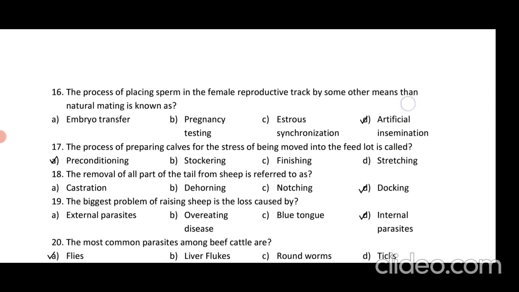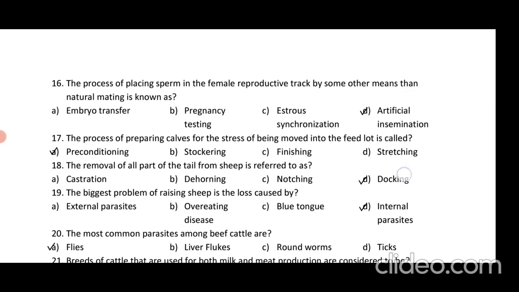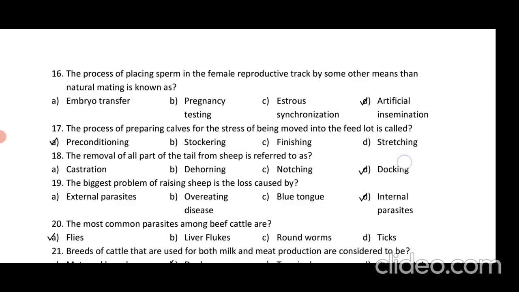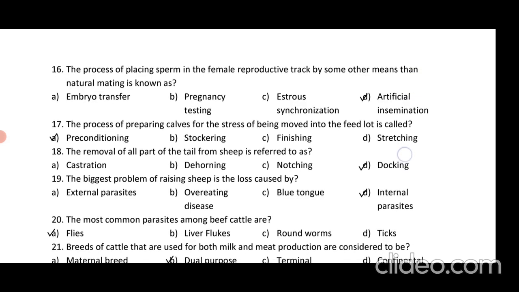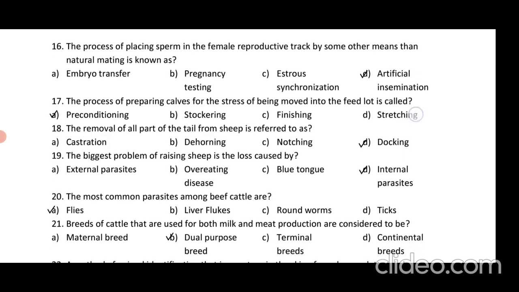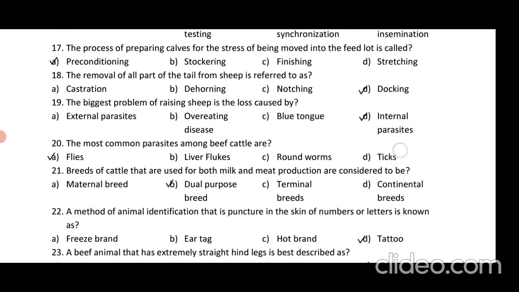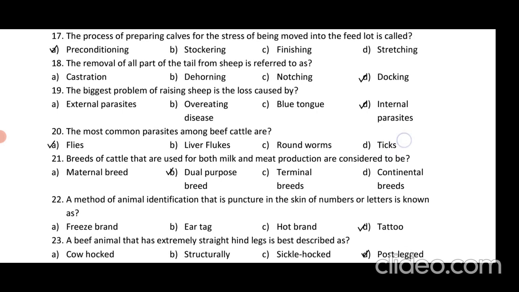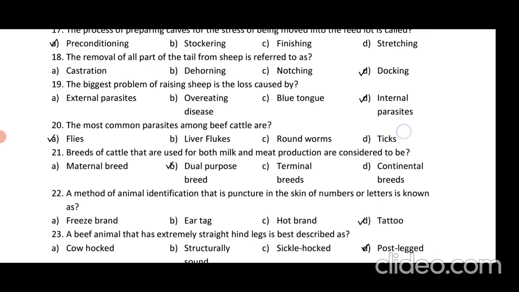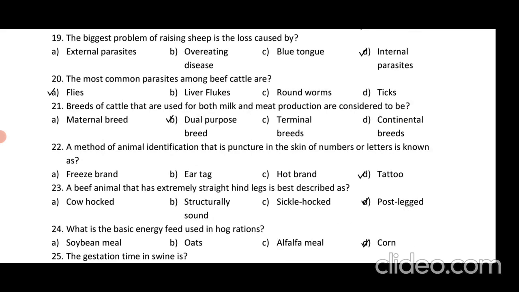The most common parasite among beef cattle is flies. Breeds of cattle that are used for both milk and meat production are considered dual purpose breeds. A method of animal identification that punctures the skin with numbers or letters is known as tattooing. A beef animal that has extremely straight hind legs is best described as post-legged.